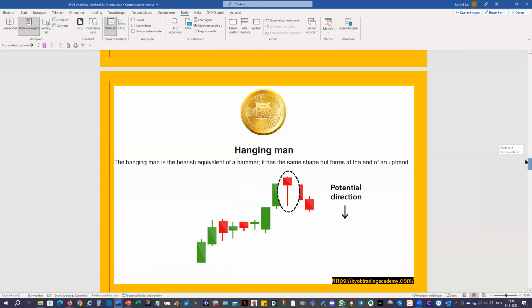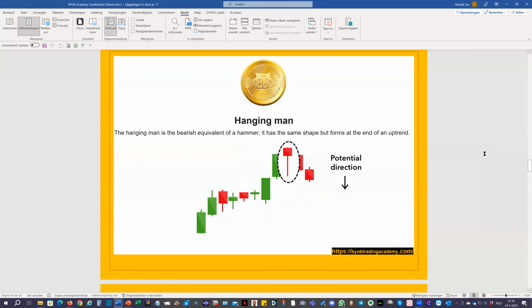Like we can see now, we have here the hanging man. The hanging man is a candlestick that looks like the hammer, but it's in another color. It's red, and we can see that it has a long wick on the downside. It's giving you the sign that the direction is going to be changing. After having a trend to the upside, we can see that here it's coming down. This is the hanging man. We're going to go to the next one.